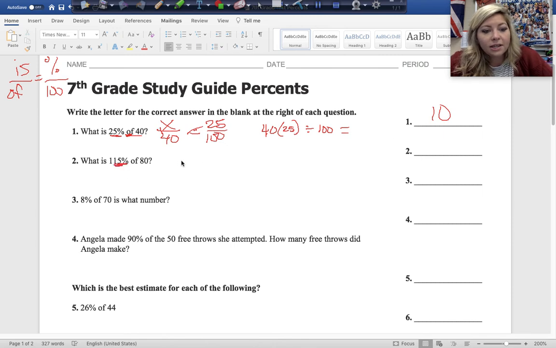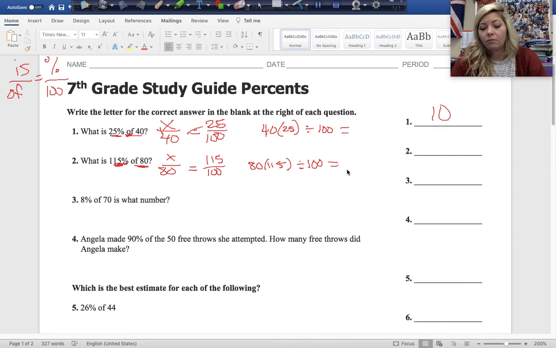And the next one says, what is 115% of 80? So again, of 80 means 80 is going on the bottom. So we have 80 times 115 divided by 100. So it's 9,200 divided by 100 gives us 92.